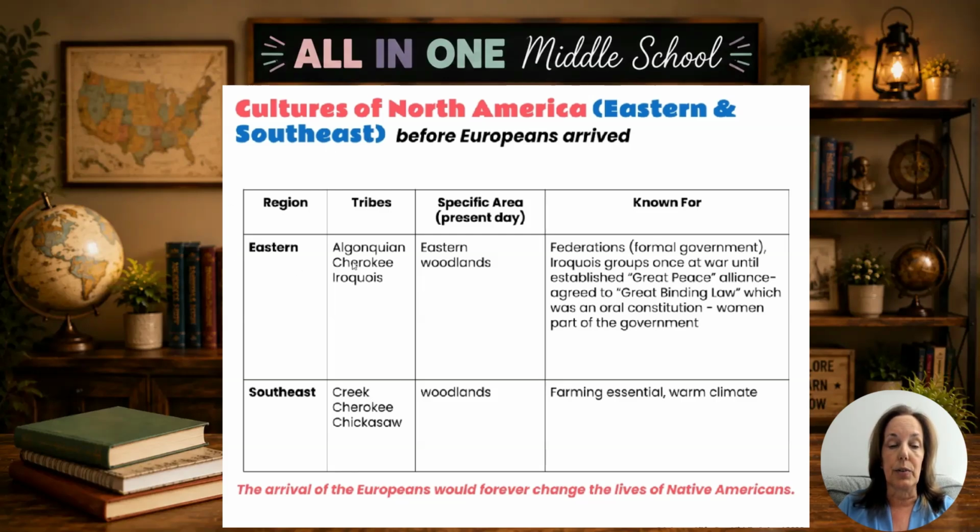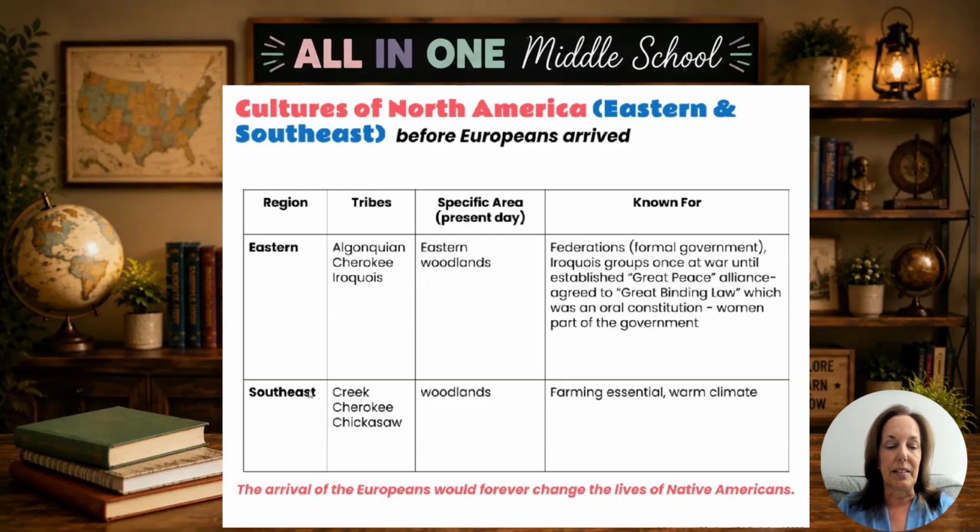So in the eastern region, the Algonquin, the Cherokee, and the Iroquois were located in present-day eastern woodlands. They were known for their federations, which is a formal government. The Iroquois groups were once at war and established something called the Great Peace Alliance. They agreed to the Great Binding Law, which was an oral constitution, and women were part of their government.